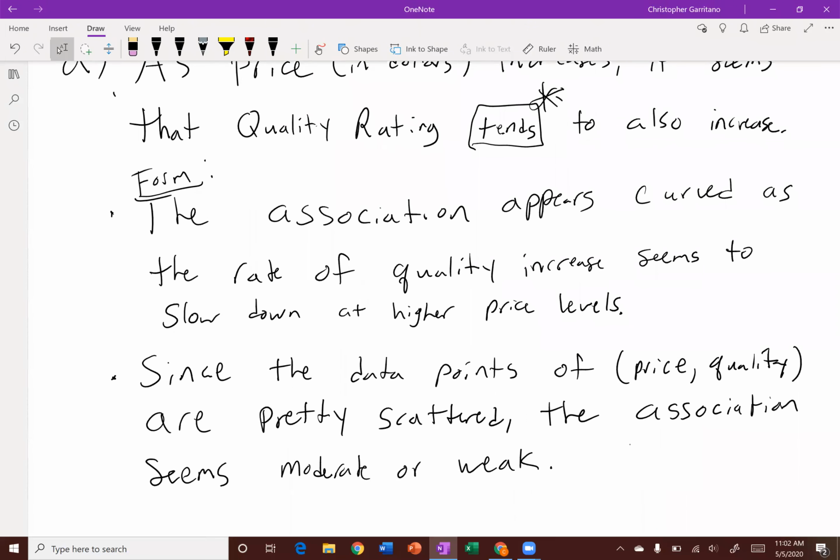And now we go to the strength. Typically, like I mentioned earlier, there would be a quantifiable way of defending this aspect, which is the value of R. R, of course, only defends the strength of linear association. So since we actually are claiming a curved form, R wouldn't necessarily be too useful here.